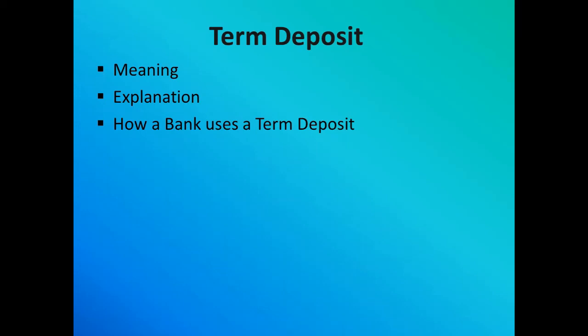Now let's see how a bank uses term deposits. If a customer places money in a term deposit, the bank can invest the money in other financial products that pay a higher rate of return than what the bank is paying the customer for the use of their funds. The bank can also lend the money out to its other clients, therefore receiving a higher interest rate from the borrowers as compared to what the bank is paying in interest for the term deposits.